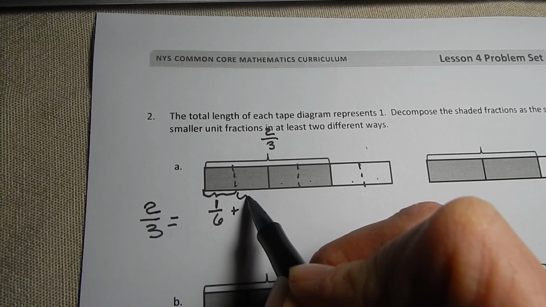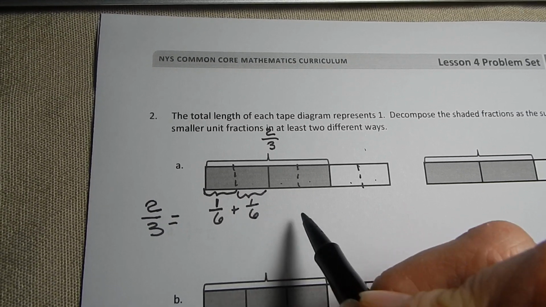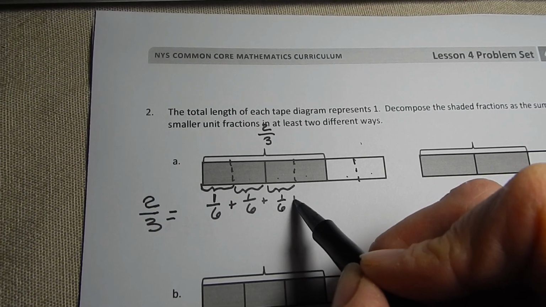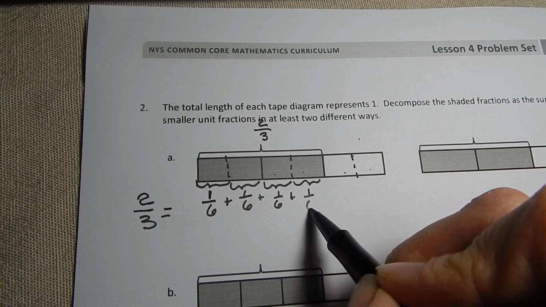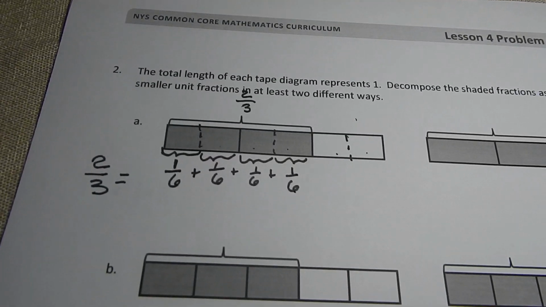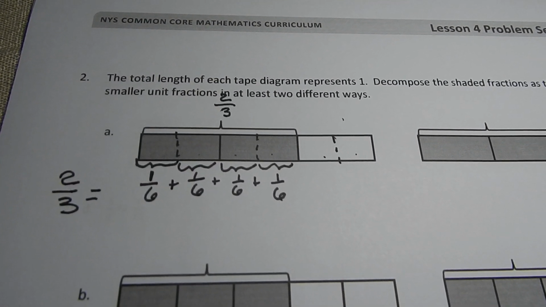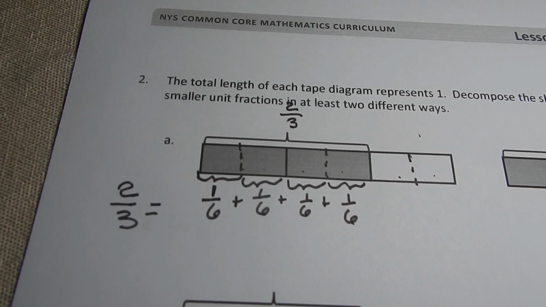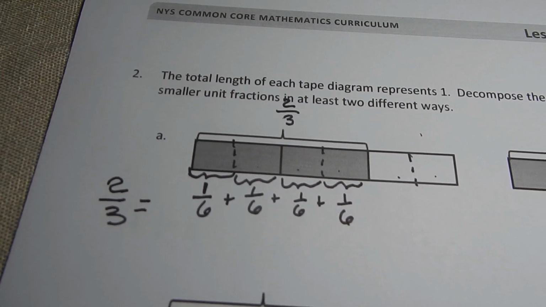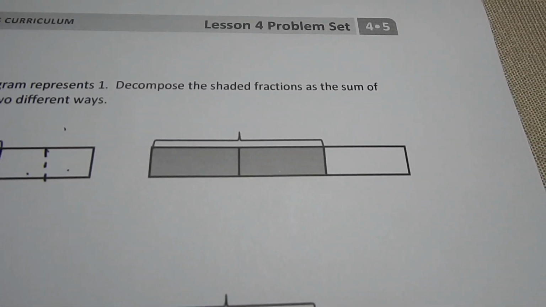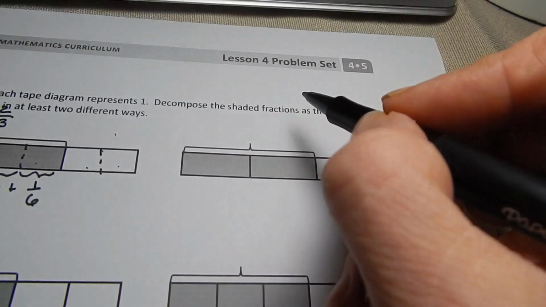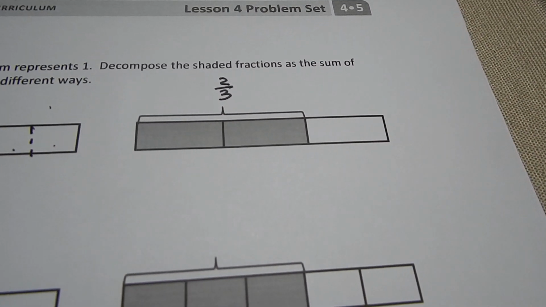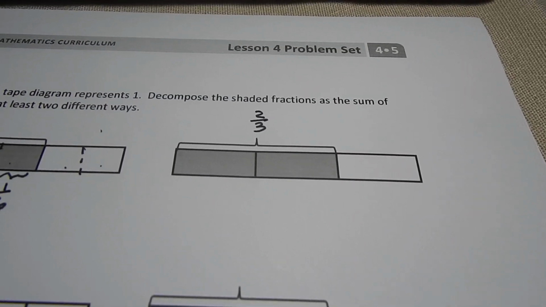Now I'm going to add to that another 6th, and then another 6th, and another 6th. And so what I'm seeing now is that 2/3 is the same thing as 1, 2, 3, 4 sixths. So now I have to do that in a different way. So I'm going to go over here, and again, I already know that I'm starting with 2/3. So I'm going to write 2/3, because the bracket is not one whole this time, it's 2/3. And now I have to cut that up in a different way.